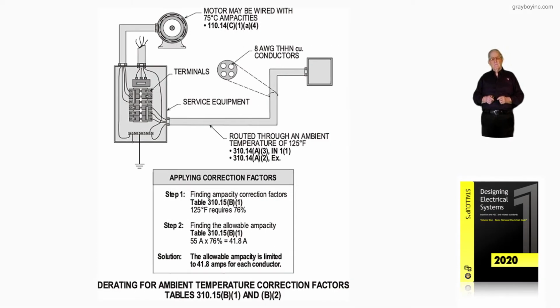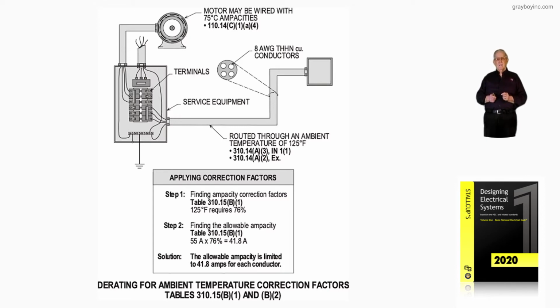Now this illustration is illustrating the golden rule when it comes to determining the ampacity of a conductor based upon the conditions of use of such conductors. Now, applying both derating factors in accordance with Table 310.15C1, which is adjustment factors, and the correction factors in accordance with our tables 310.15B1 or B2. Now, notice the information given in the illustration.